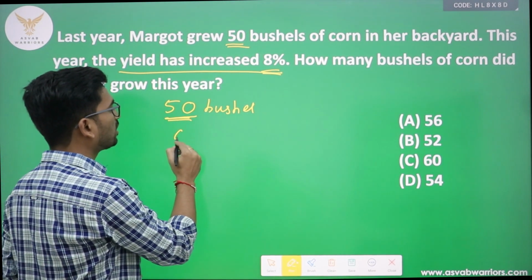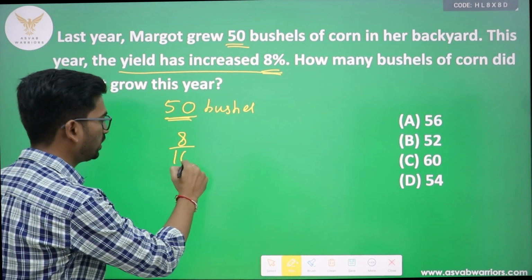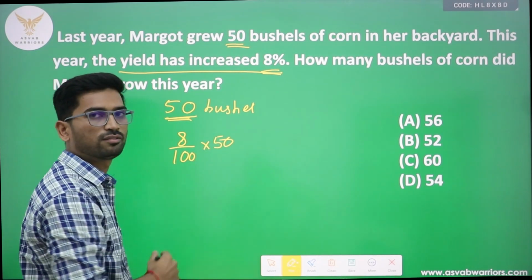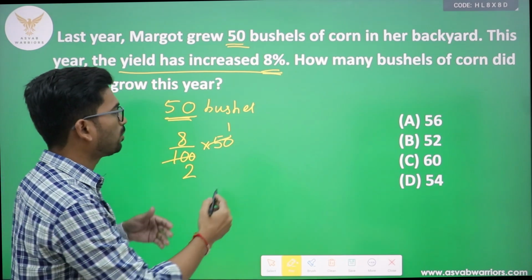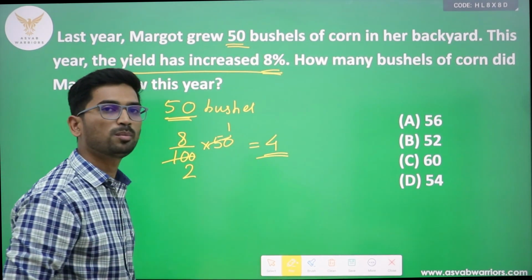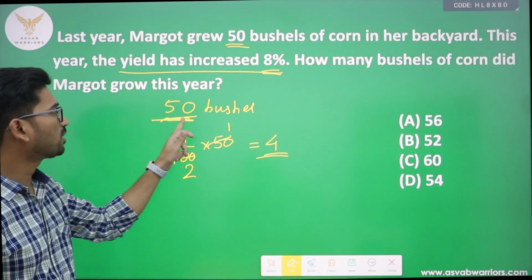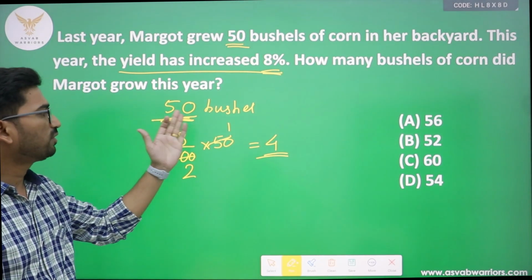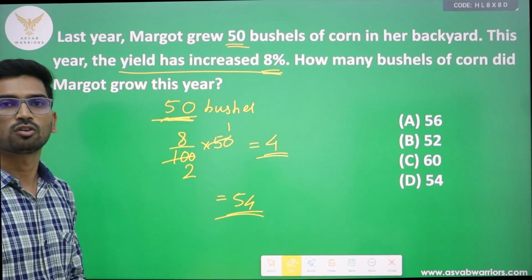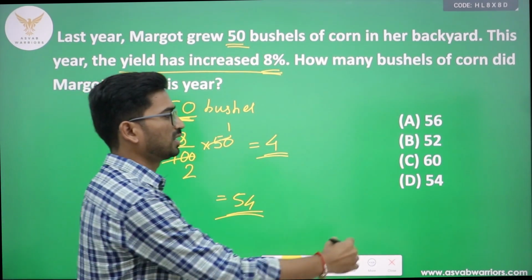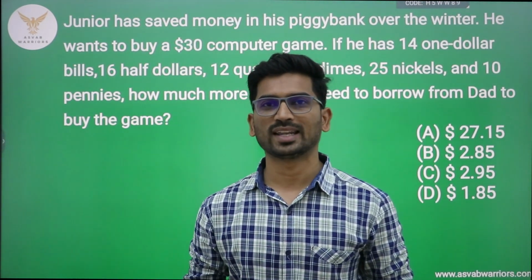So first we will calculate the 8% of 50. What will be 8% of 50? It is 8 by 100 into 50, right? So 50 ones are 50, 50 twos are 100, 8 by 2 is nothing but 4. Then there will be an increment of 4 bushels, and last year there were 50 bushels of crop. So 50 plus 4. This year she will grow 54 bushels of corn. So option D will be the correct answer. Now moving on to the next question.